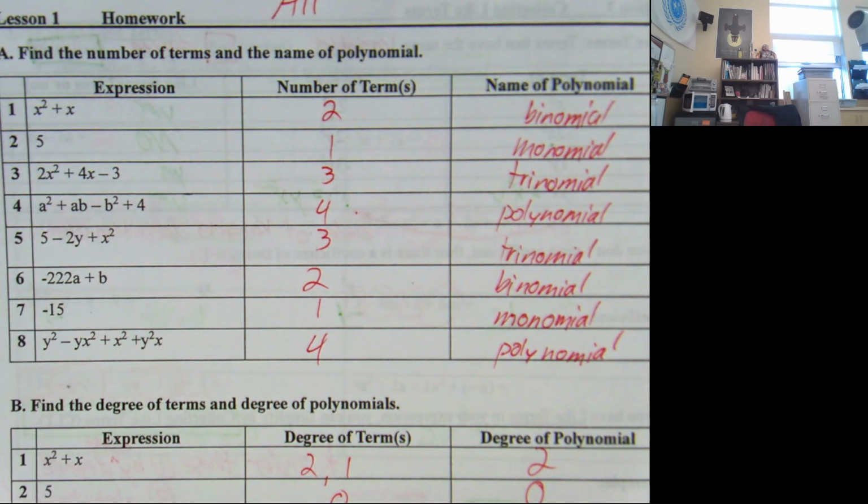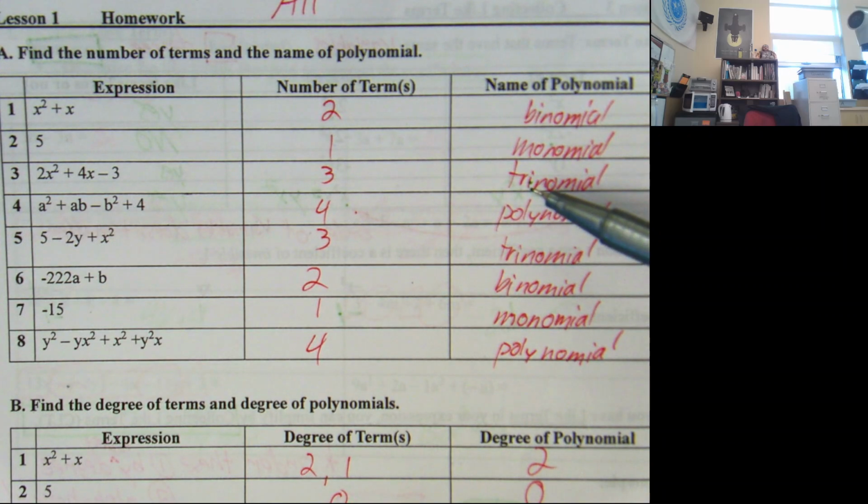Oh, and if you were away, we have special names for the first three, the monomial, the binomial, and the trinomial. But anything past trinomial is called a polynomial.